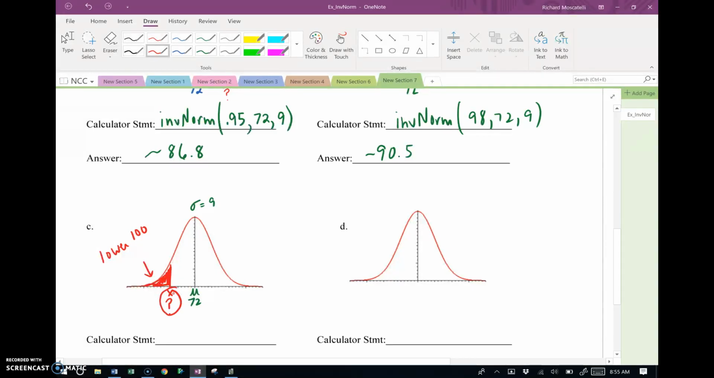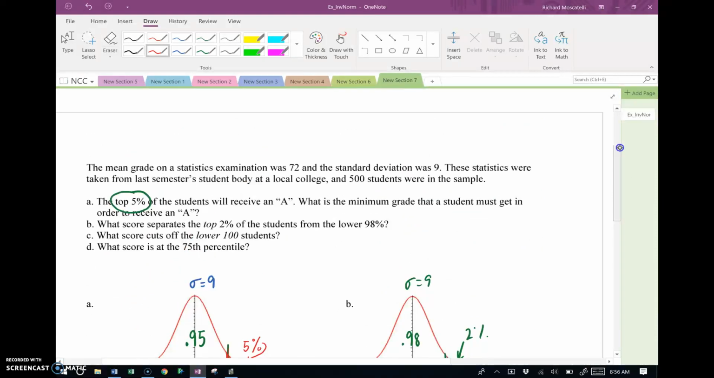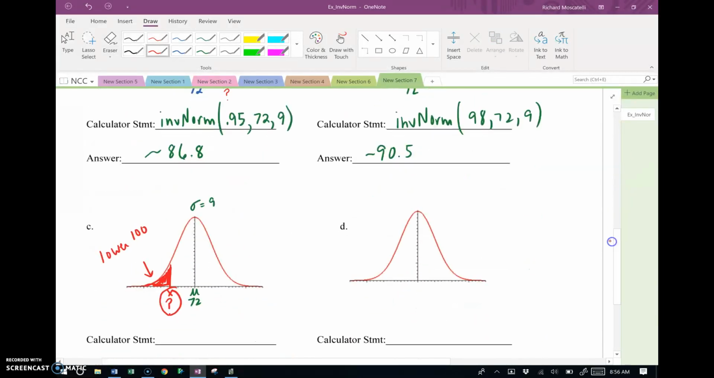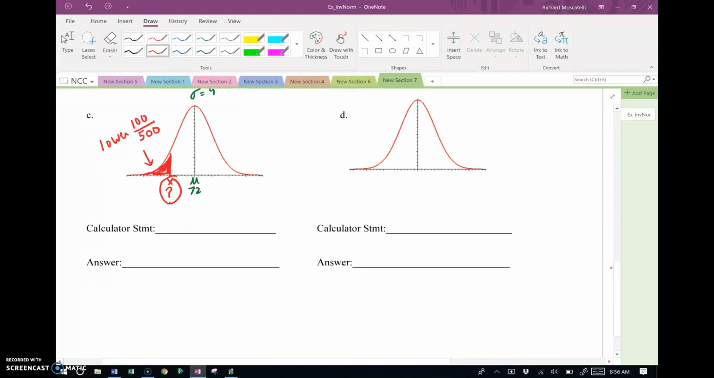And so you're saying, all right, if they're asking me to find x, I know it's an inverse norm scenario. But if I'm looking to do an inverse norm scenario, I need a percentage. And the lower 100 students is not a percentage. Well, you know what? It kind of is, because they let us know before that there's 500 students in this sample. So when they say the lower 100, they mean the lower 100 out of the 500 students. And 100 out of 500 is 1/5, which is 0.2, which is 20% of students. All right, so that, in a roundabout way, is a percentage.